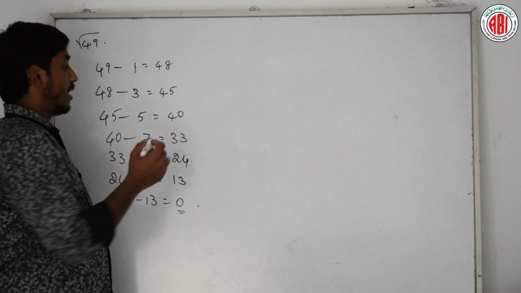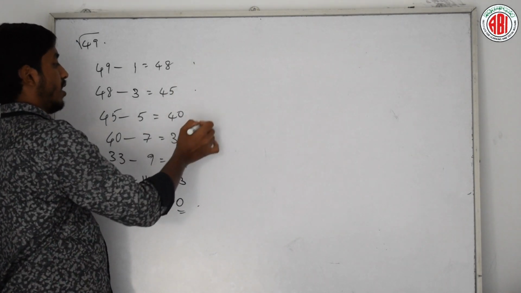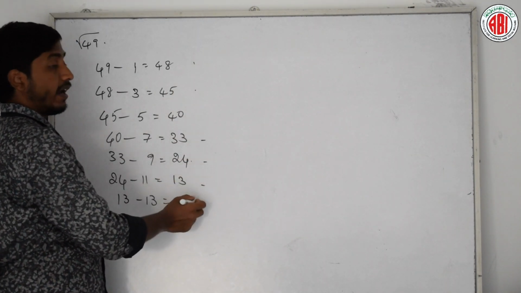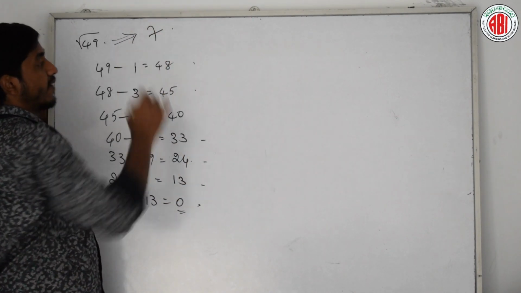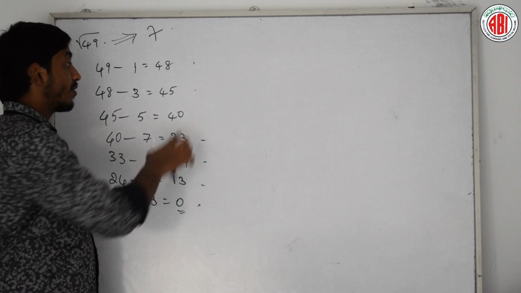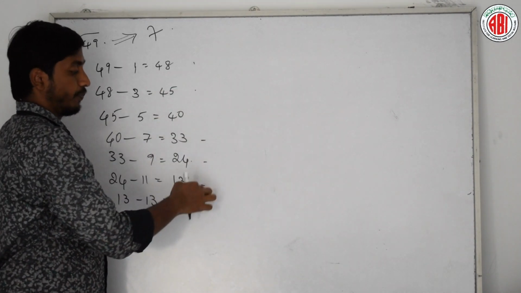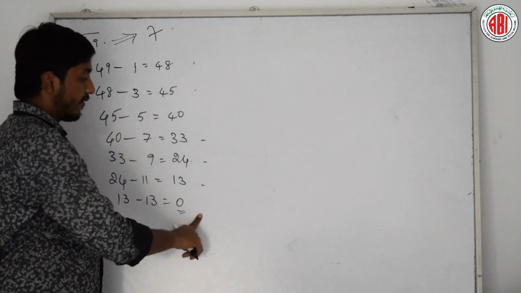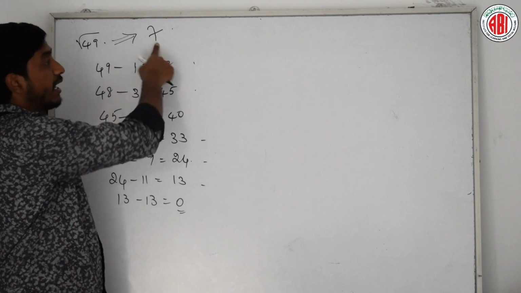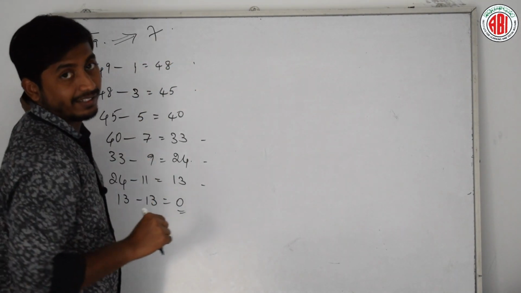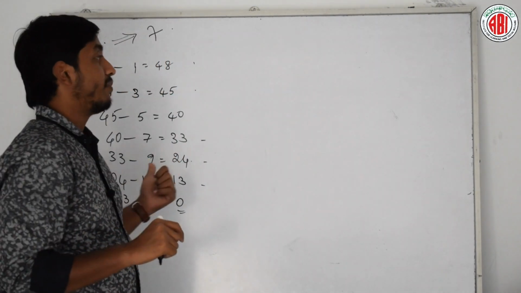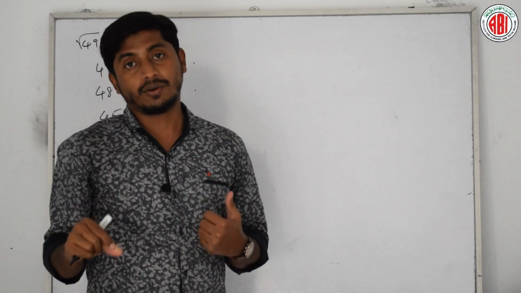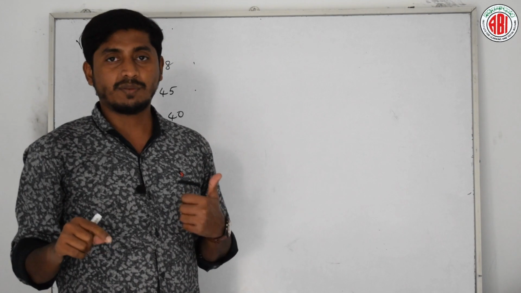Is it right? Now check. 1, 2, 3, 4, 5, 6 and 7. Therefore, square root of 49 is 7. Is it right? We have to count the number of steps. Okay. We got 7 steps. Therefore, my square root of 49 is 7. Is it right? Did you understand? This is one method of finding the square root. Okay. Shall we do one more method?